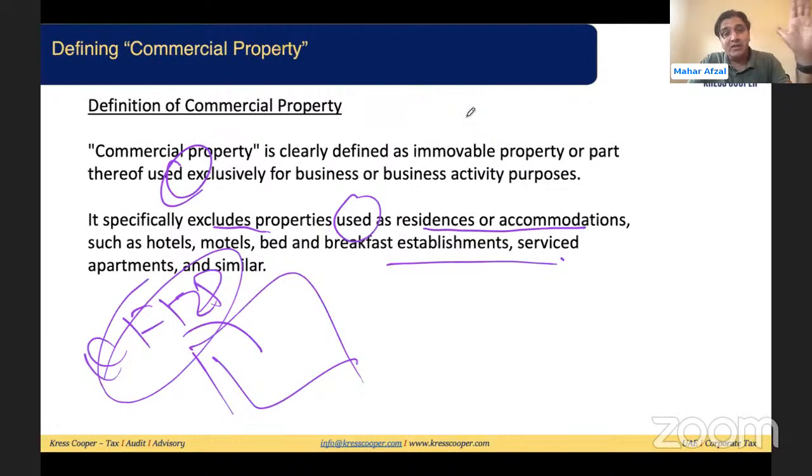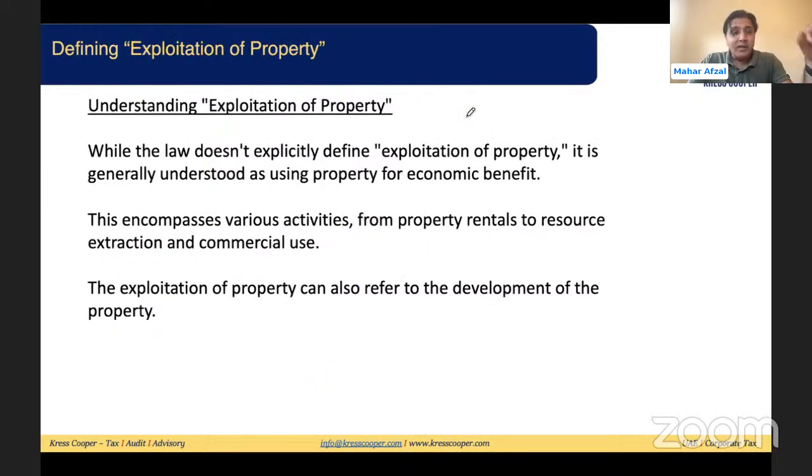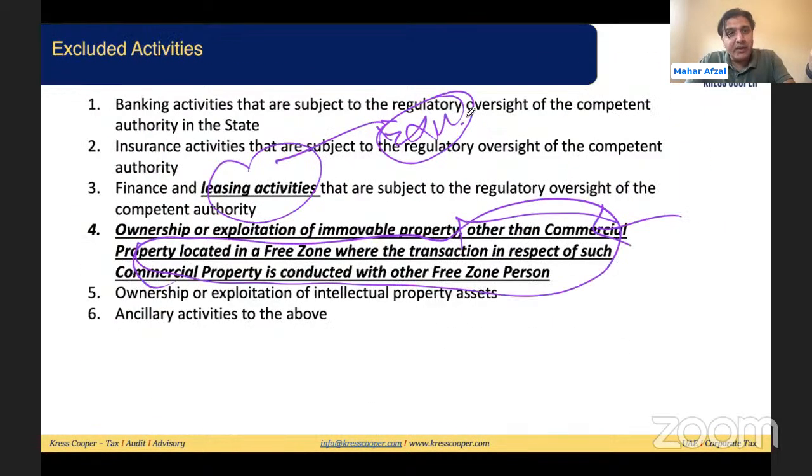In the same way, this is used for business or business activity, not used for residence or accommodation purposes. This is the definition of commercial property. The law is silent about the exploitation of property. If you go back, you can see the word here, number 4, they are asking about ownership and exploitation of immovable property.